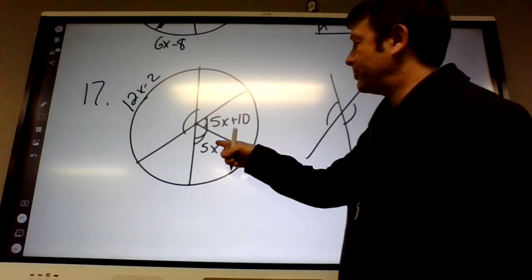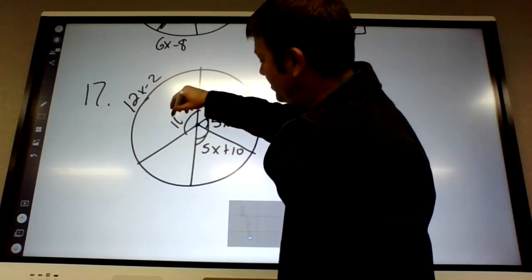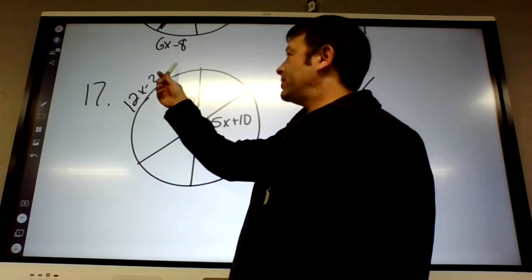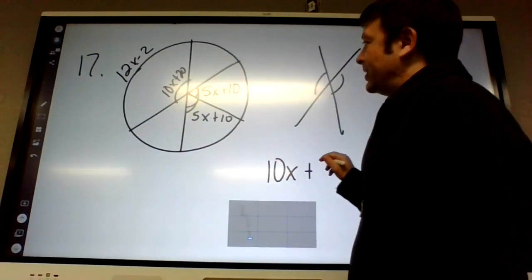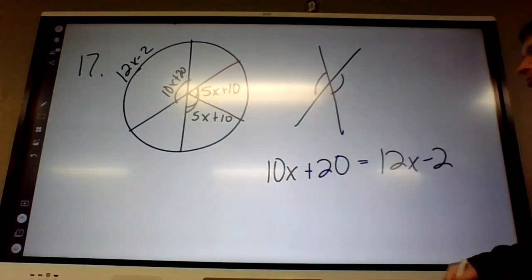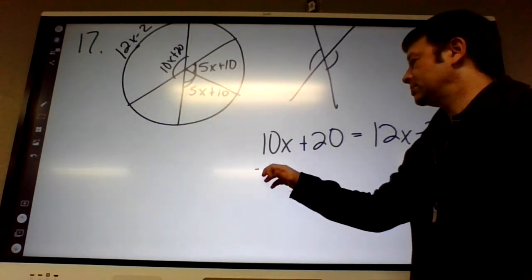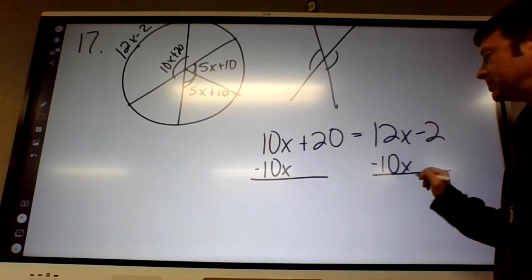What do these two add up to, by the way? 10x plus 20. So we could call this angle right here 10x plus 20. And how is that related to this arc right here? They're equal. Yeah, 10x. This x is not the answer, but this will help us. What do we do when we have x's on both sides? Subtract them off one side, right? Is that what you meant?